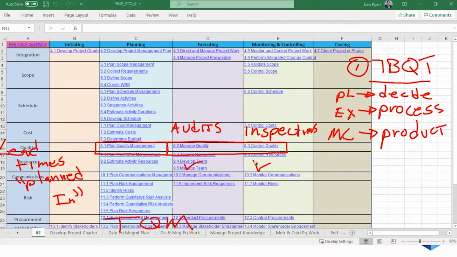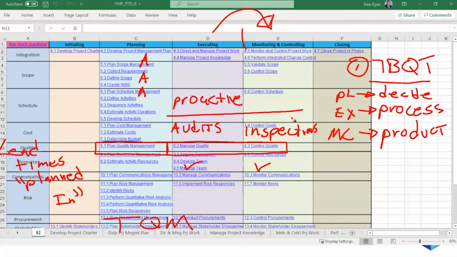Okay? Because manage quality uses audits to add assurance, right? That's my AAA. Audits add assurance. Inspections keep defects away from the customers. But audits add assurance, and we would consider them to be proactive. Whereas inspections come in later, in monitoring and controlling, and would be more reactive and after the fact.